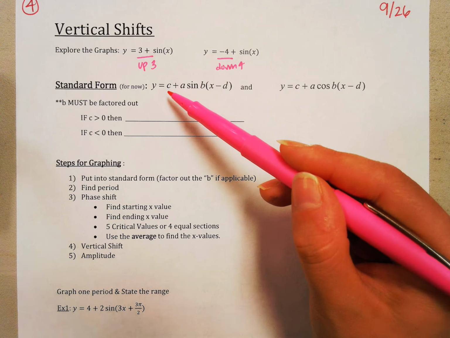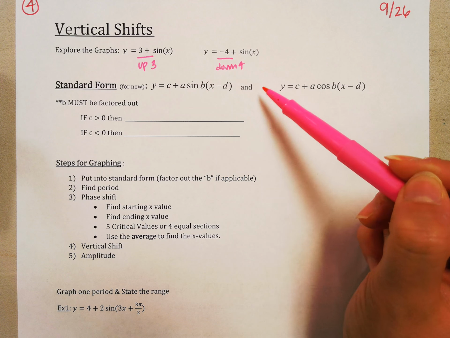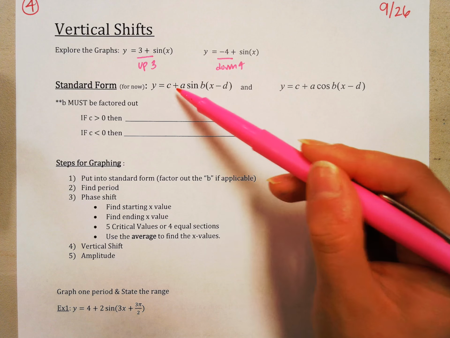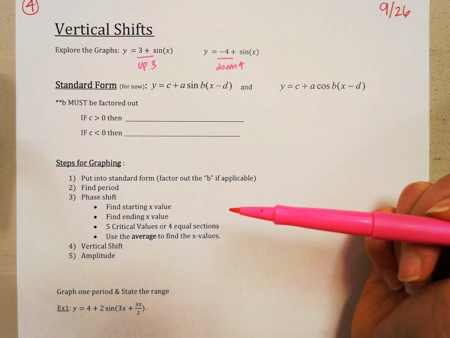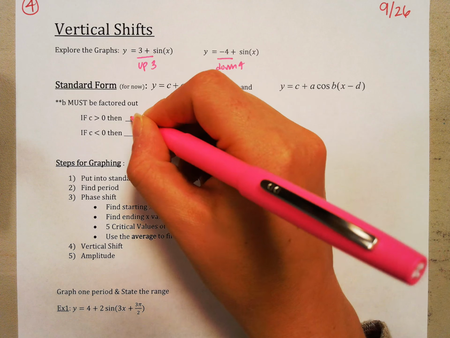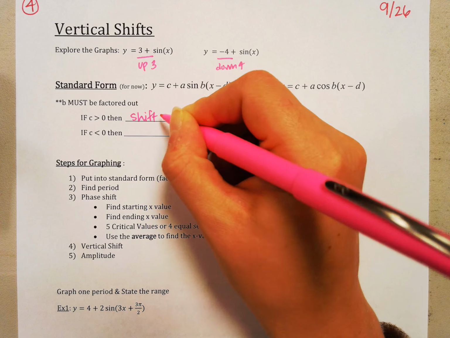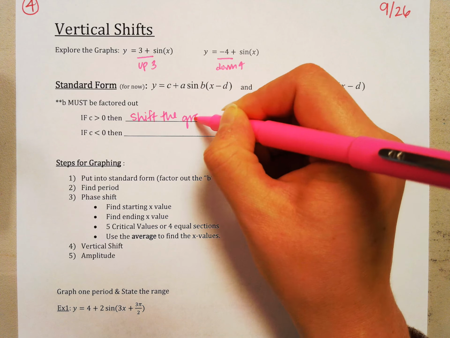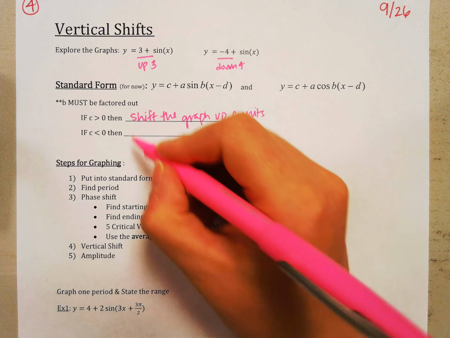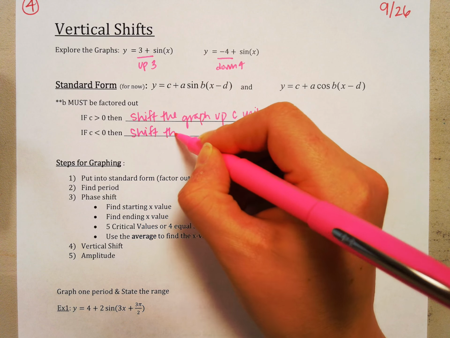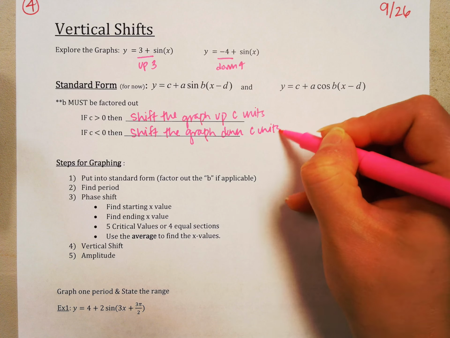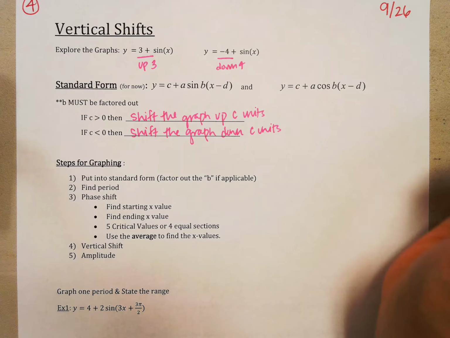And now we're adding on this C value. This C value could be in front or it could be behind. It doesn't matter. A lot of times in the book you'll see it in front. But if I have plus 5 here or 5 plus, you'll have the same vertical shift. So if C is bigger than 0, if this is some positive number, then we're going to shift the graph up C units. But if that C is negative, we shift the graph down C units.